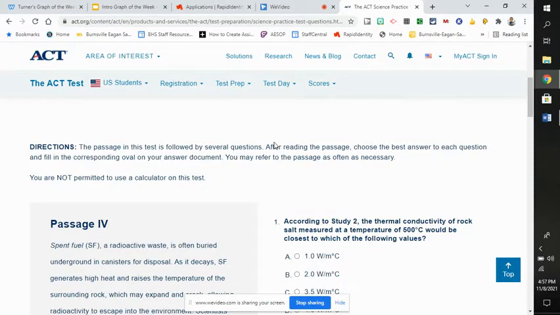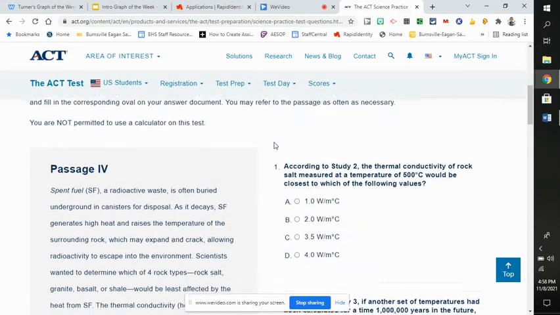Why I'm showing you this is that one thing that is important in science is to be able to get information and analyze that information. So the ACT test gives you passages. These are reading passages, usually accompanied by a data table or a graph or both. And it's your job to get information from those passages.